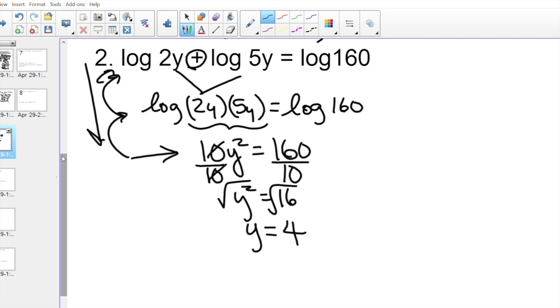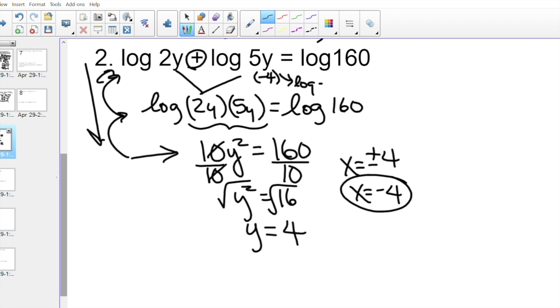Now try to understand, yes, it is 2 answers, plus or minus 4, but when you have negative 4 for y, and you come back to the top and replace the y with negative 4, you would be taking the log of a negative number. And we cannot take the logarithm of a negative number. So finish it up with your solution set.